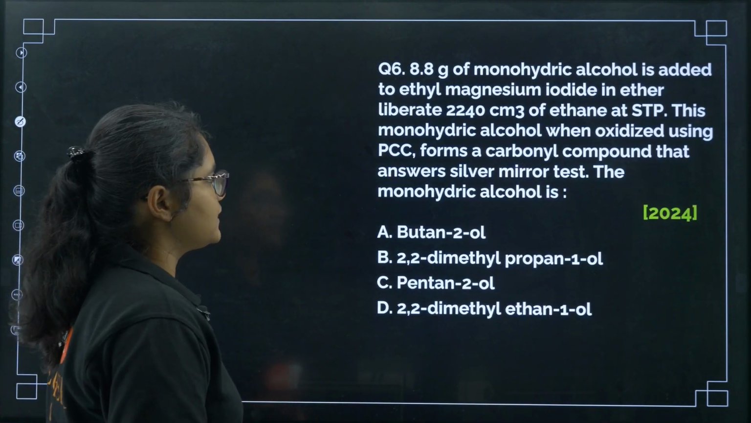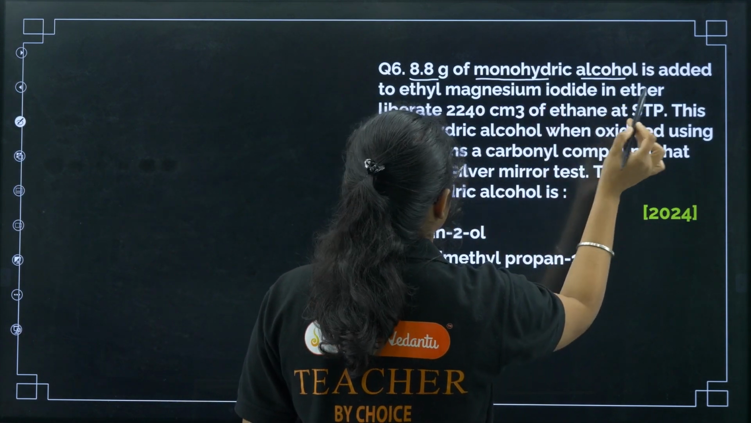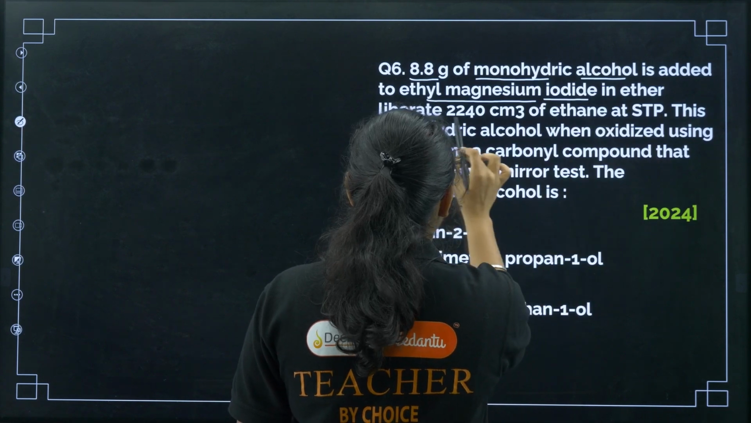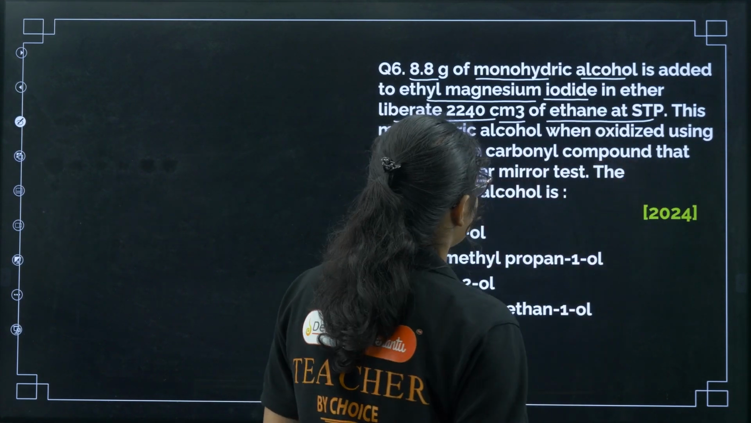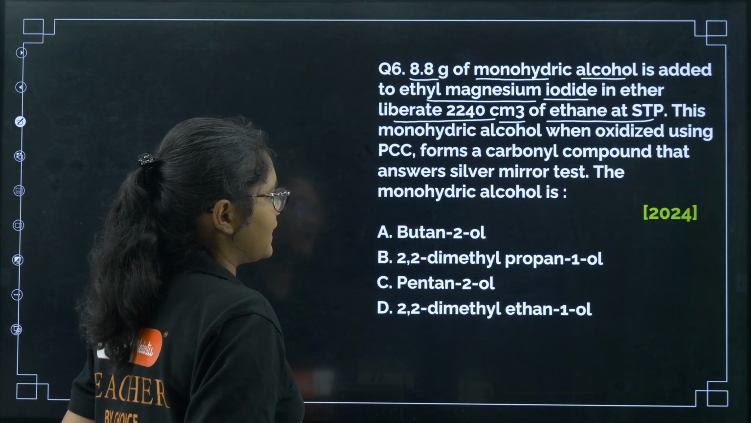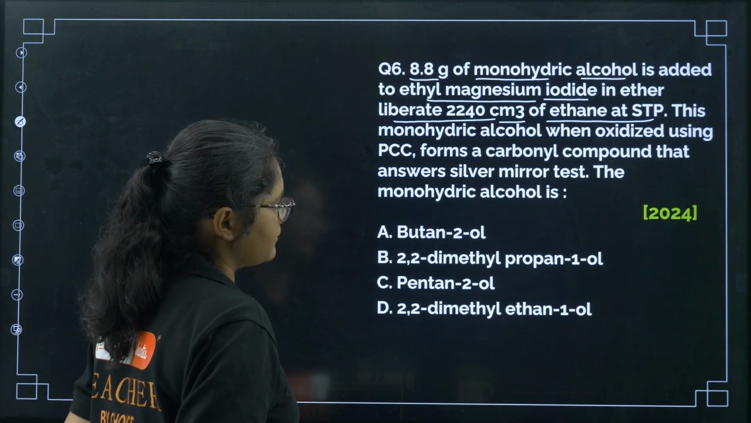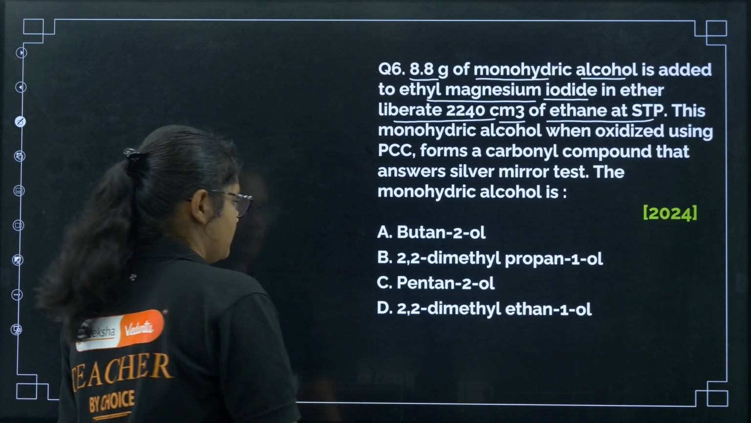Next, this is an important question. 8.8 gram of monohydric alcohol is added to ethyl magnesium iodide in ether, and it liberates 2240 centimeter cube of ethane at STP. This monohydric alcohol, when oxidized using PCC, forms a carbonyl compound that answers the silver mirror test. The monohydric alcohol is, okay, so this is also a very important question.